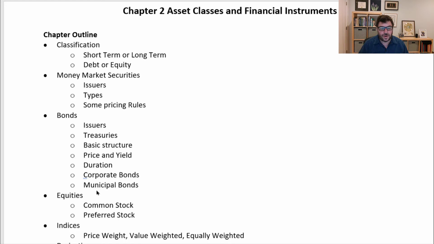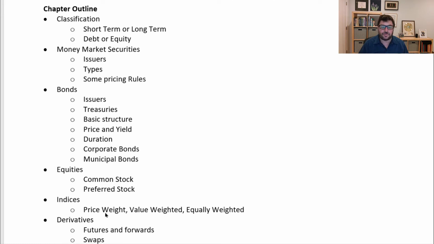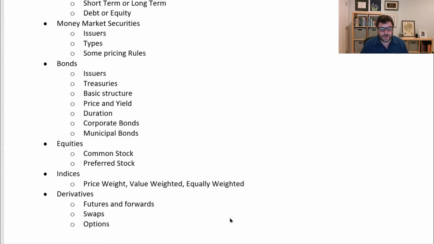And then we'll talk a little bit about corporate bonds and municipal bonds. Then we'll move on to equities, an ownership stake in a company, common stock and preferred stock. We'll talk about indices, price-weighted, value-weighted, and equally weighted. We'll talk about the differences, how you calculate these things, and what they measure. And then we'll talk a tiny bit about derivative securities.